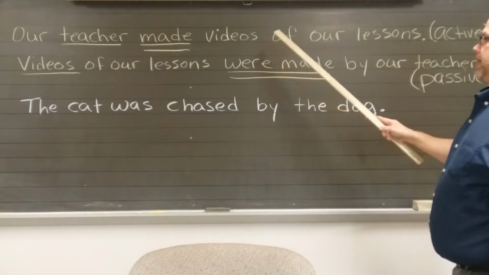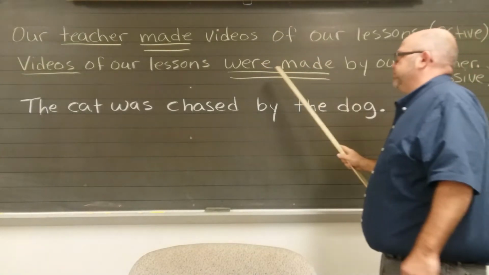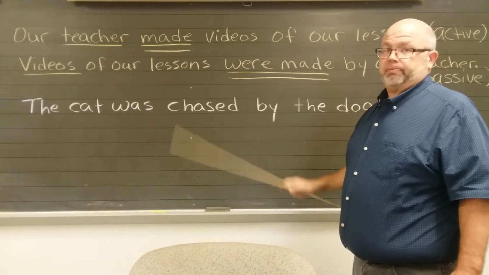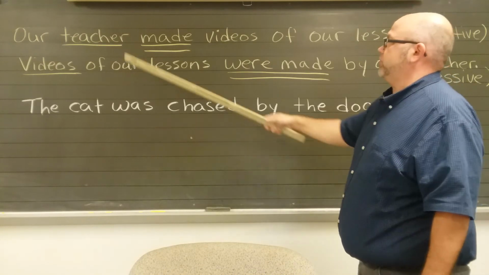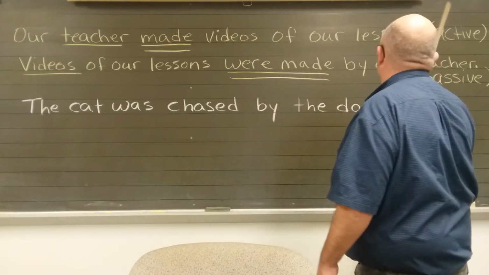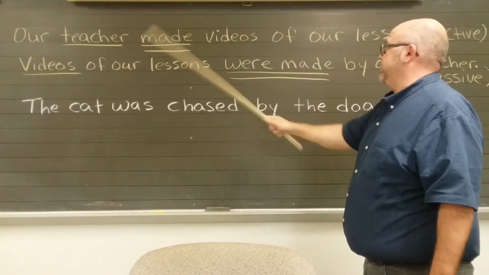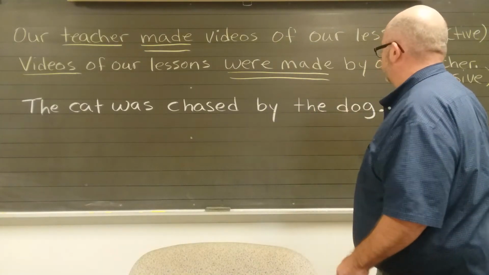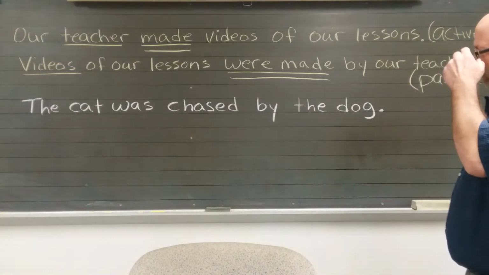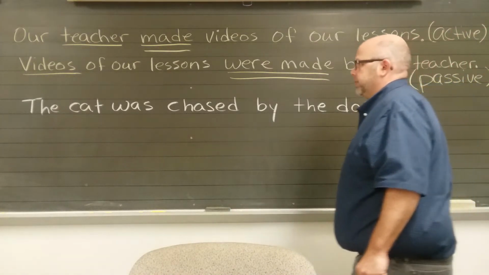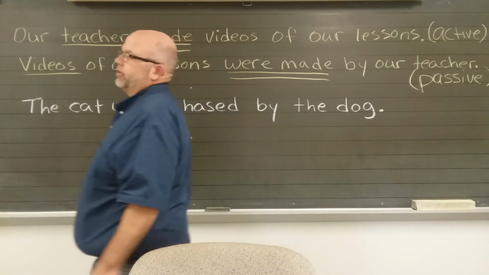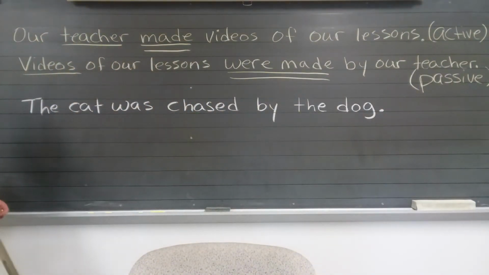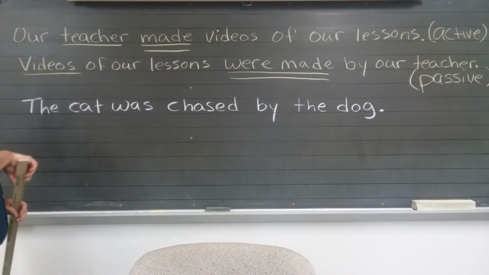A being verb, a past tense being verb with the verb as a helping verb indicates passive voice. Okay? Our teacher made, that's active. Teacher is doing it. Videos were made by our teacher. That is passive. So what is this sentence? The cat was chased by the dog. Active or passive voice?